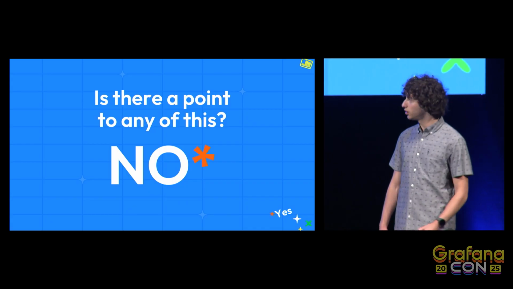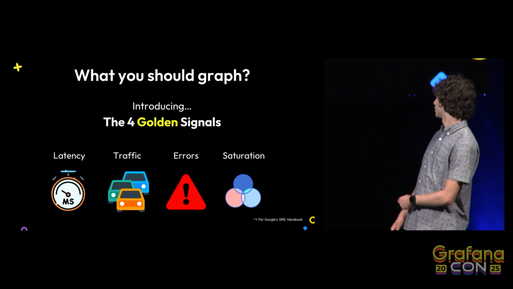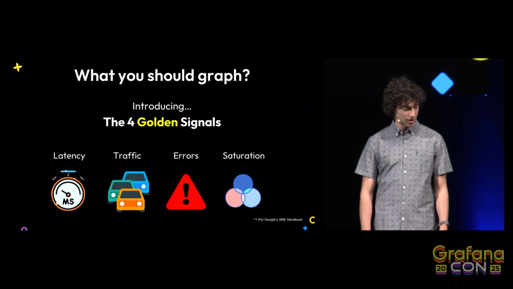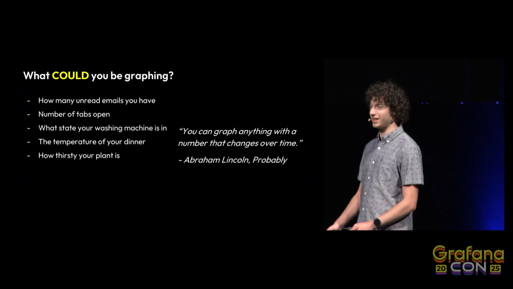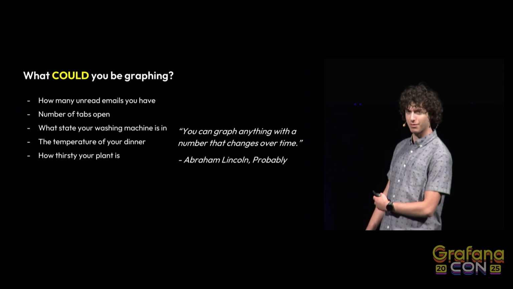So I'm assuming all of you know what you should be graphing, right? Latency, traffic, errors, saturation. Google SRE talks all sorts of stuff about this, right? The 4 golden signals. But should is very different than could. And could be anything, right? We can graph anything that has a number that changes over time. I think Abraham Lincoln said that.